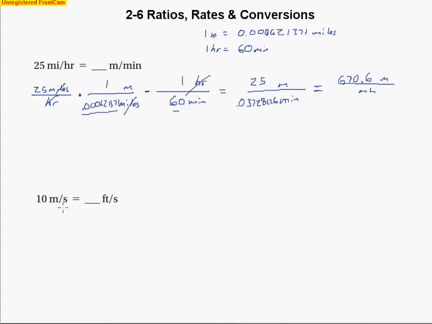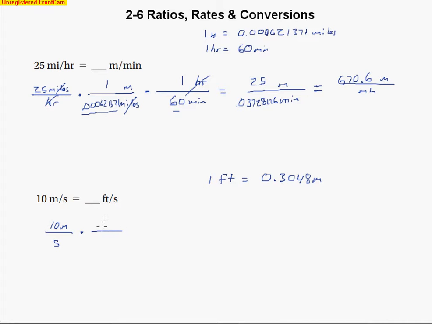Alright, so this next one, see how the seconds are the same on the bottom, so we don't have to do anything with that. All we have to do is change meters to feet. So let's start off with what we have. We're going to have 1 conversion factor. And so we need to figure out how many meters are in 1 foot. When I look up on Google and write in 1 foot equals how many meters, it said that it was 0.3048 meters equal 1 foot. That's the conversion factor I'm going to use.